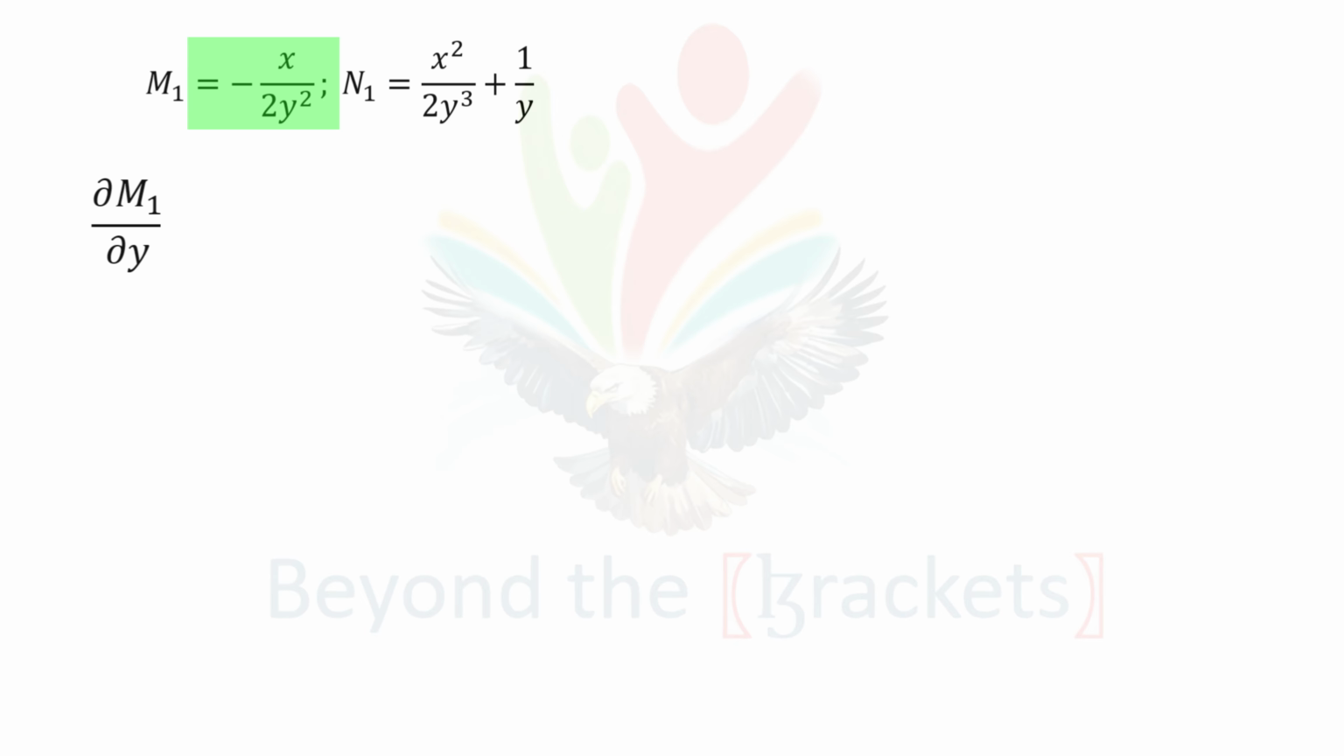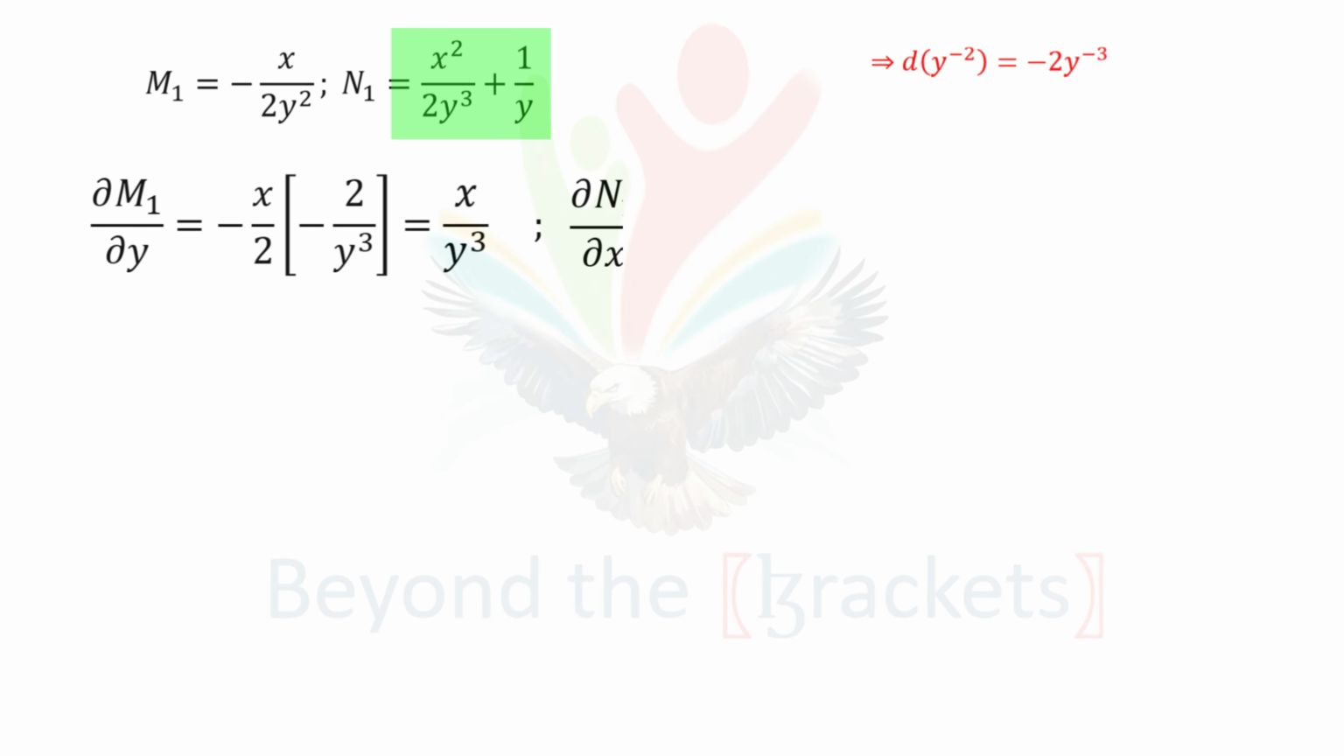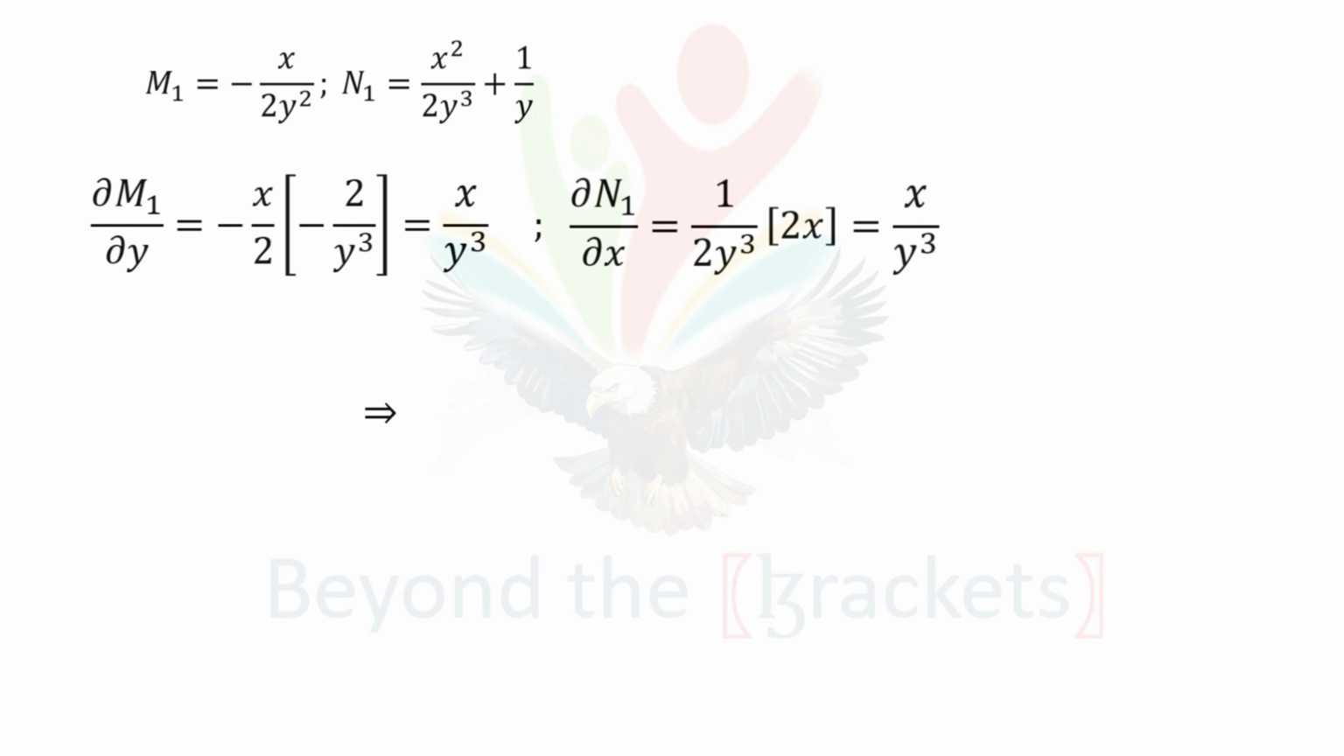Differentiating M1 partially with respect to y, minus x by 2 will be constant. Differentiation of y power minus 2 will be minus 2 by y cube. Differentiating N1 partially with respect to x, 1 by 2y cube will be constant. Differentiation of x square will be 2x. Again, both the values are equal, so equation 2 is exact.